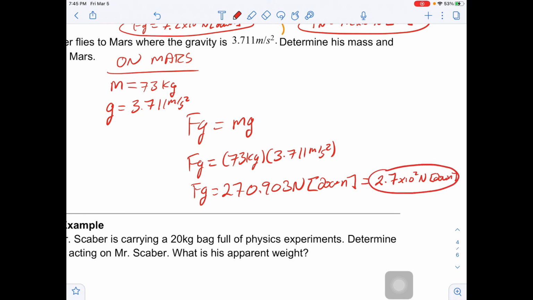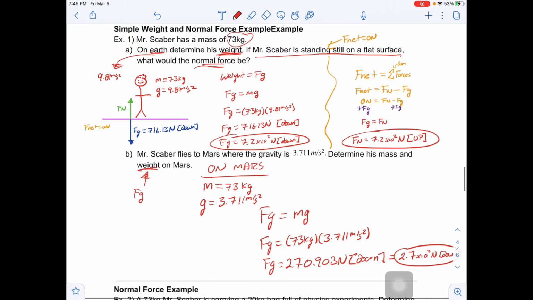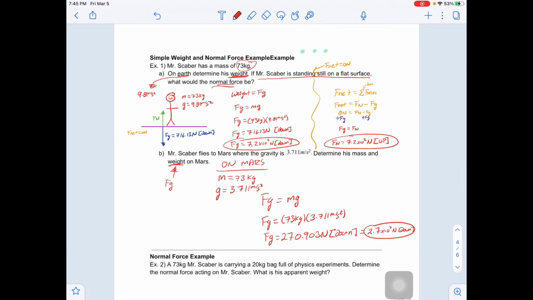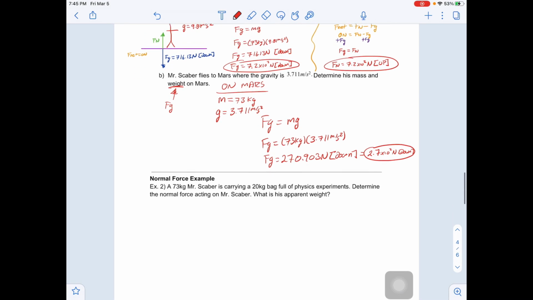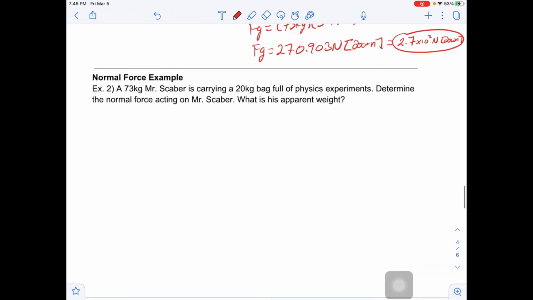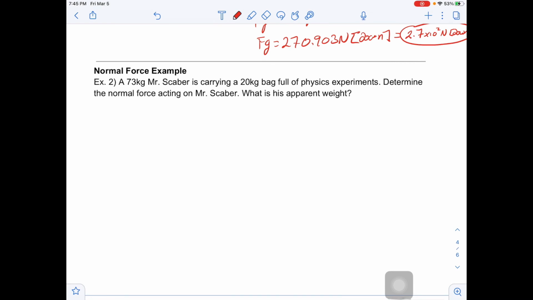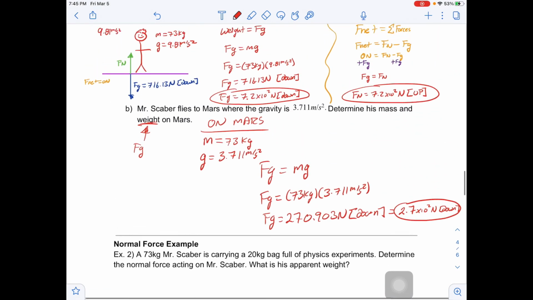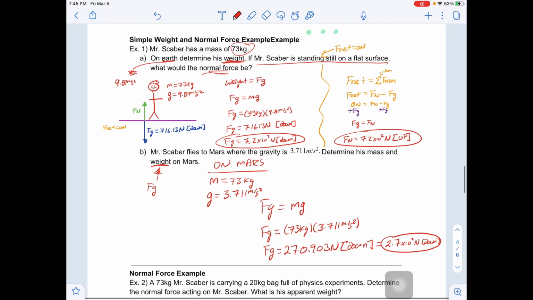So hopefully you're wrapping your brain around the force of gravity, weight, and normal force at the moment. I'm going to stop the video there. Make sure you go check out the next example, where we do a normal force example, but this time our normal force changes because of what's occurring. Any questions? Let me know.